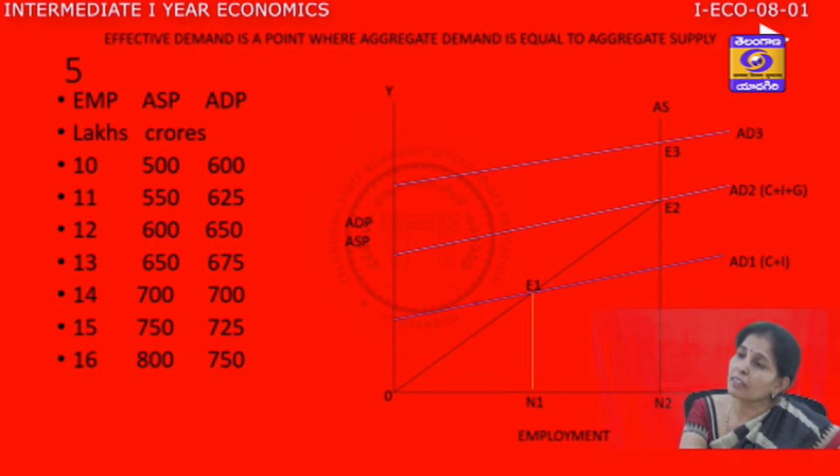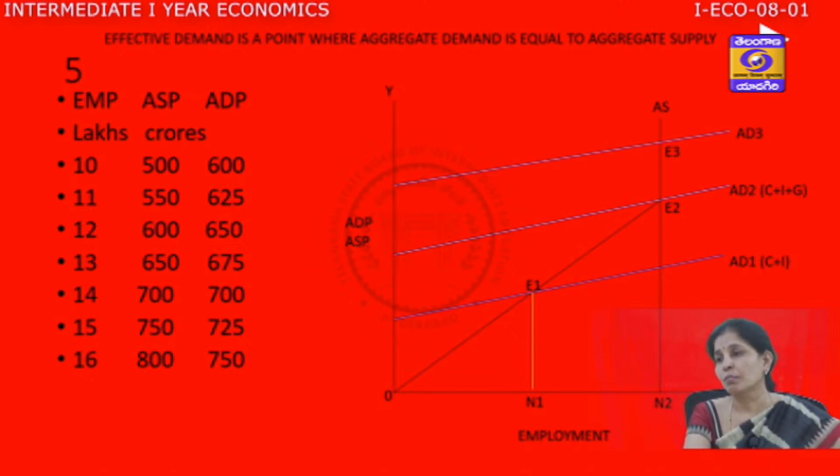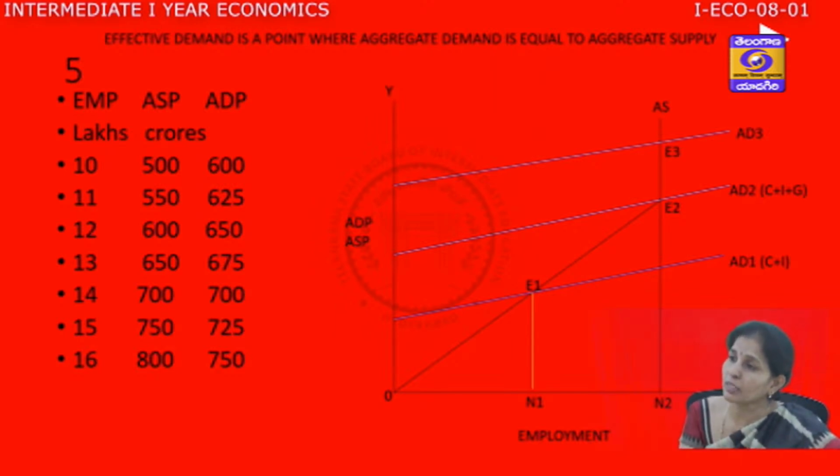Further increase in the demand, you have a shift in the demand curve to AD3, which is a new demand curve. But here, the supply remains constant at 16 lakhs of employment with 800 as ASP. There is no further increase in the supply of output, or supply of goods and services. Thereby, any increase in the demand beyond the E2 point, we say that it is inflation. There's a possibility of price increases because supply is not matching its demand.